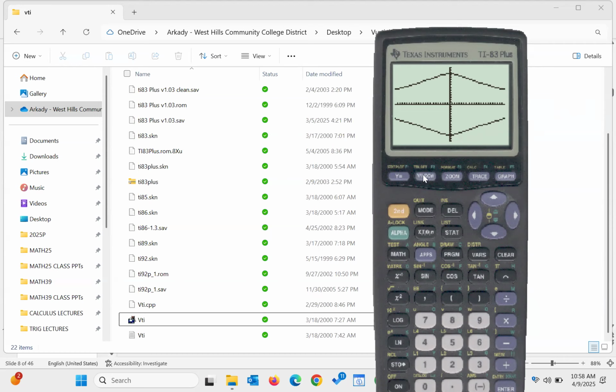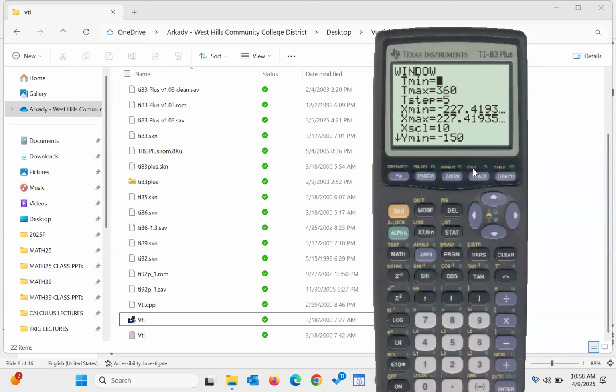Yeah, sure. Window 0 to 360. We were dealing with angle measurements. And then I usually do 150 and 150, and then I go back and put a zoom square afterwards. All right. Tell me if you get stuck somewhere here. So yeah, this is crazy here.